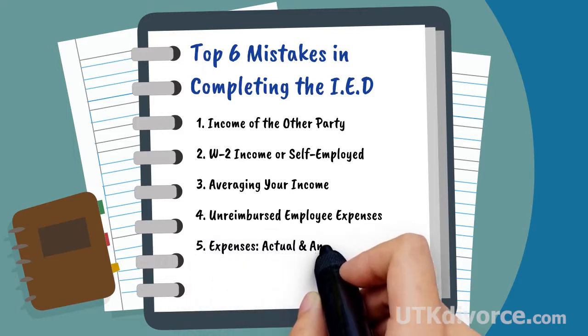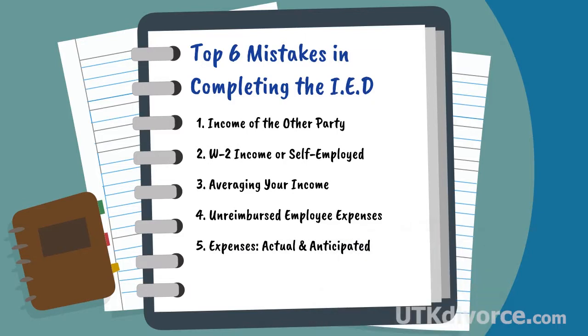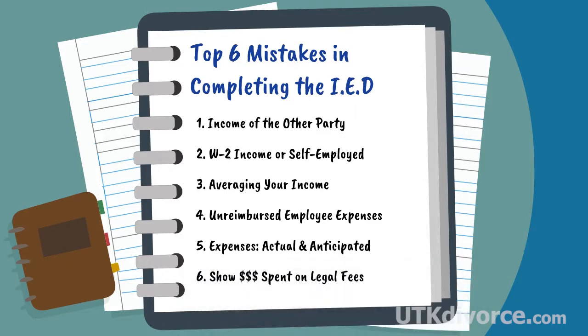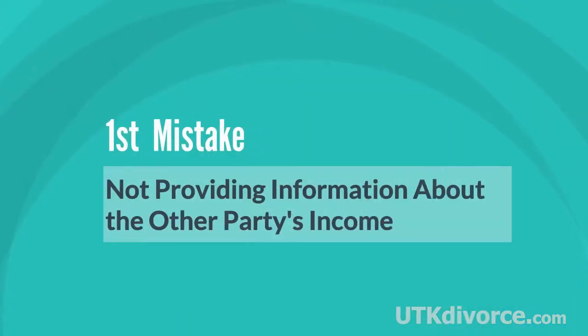Number 5 is expenses, actual versus anticipated. You may have present expenses, but for example, if you're moving out, you may have future anticipated expenses that are higher than your actual, and you want to tell the judge that. And lastly, number 6 is you want to show the expenses you've paid for legal fees, even if presently you don't have an attorney. The first critical mistake is not providing information about the other party's income.